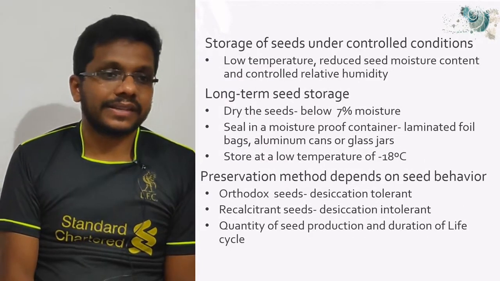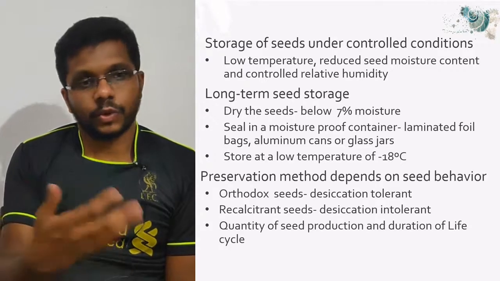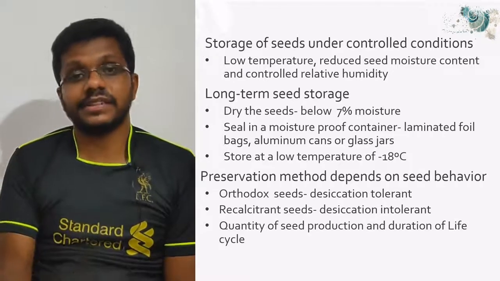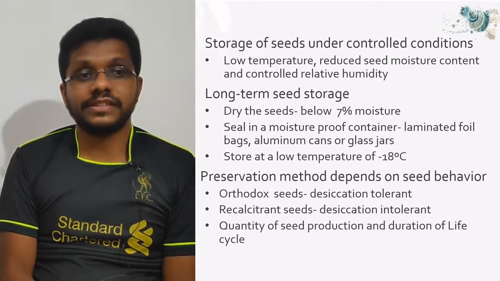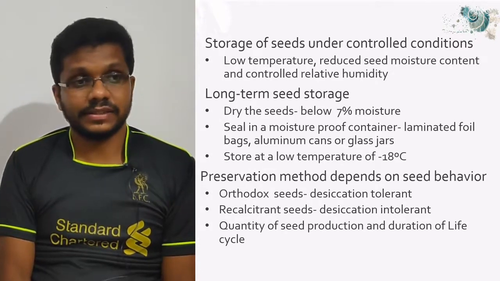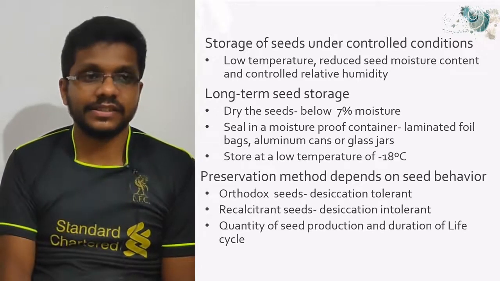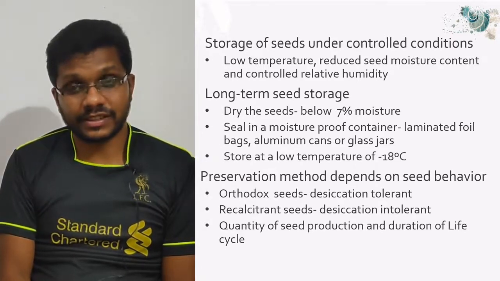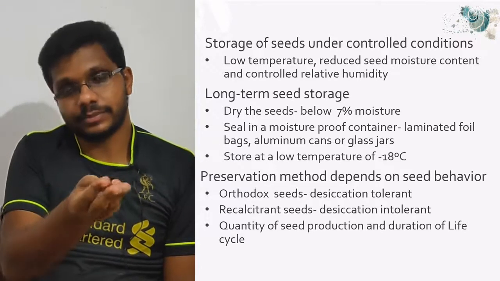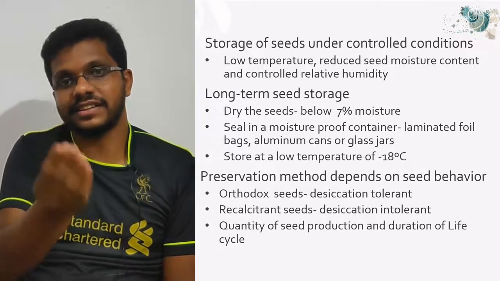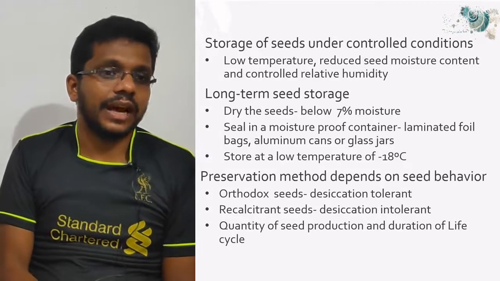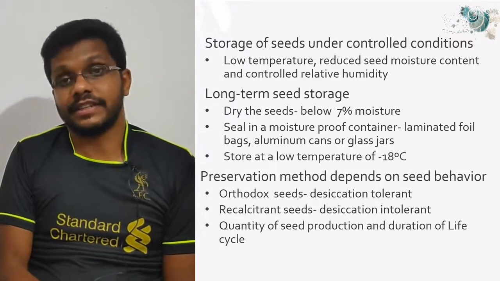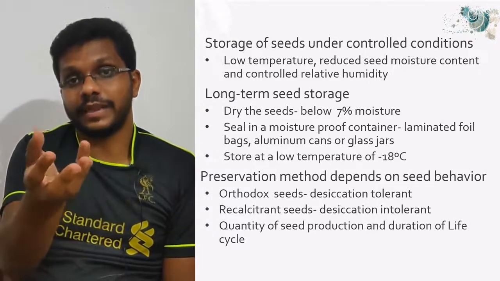Seeds can be stored in seed banks in different ways. Different methods can be used for preservation. Storage of seeds is usually done under controlled conditions, which means reduced temperature and reduced seed moisture content. In most cases, if the seeds are dried, the life will be extended, but in some cases it doesn't work. And controlled relative humidity, that is the humidity of the place where it is stored.